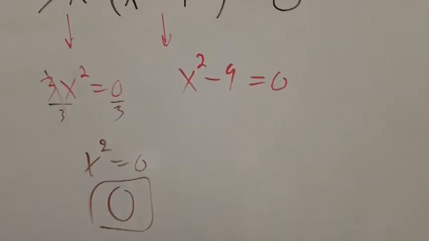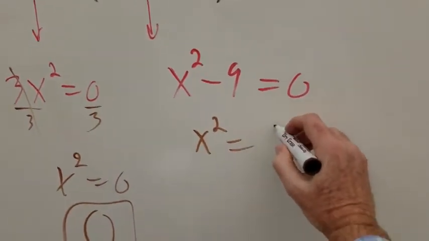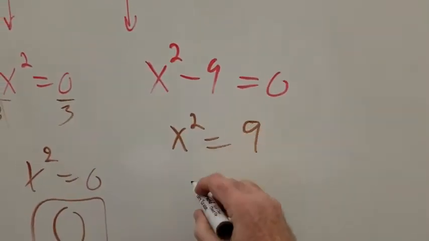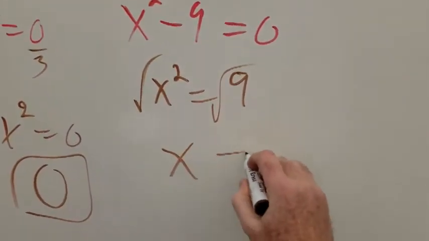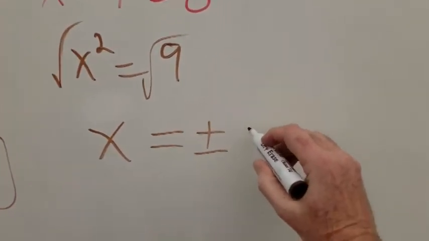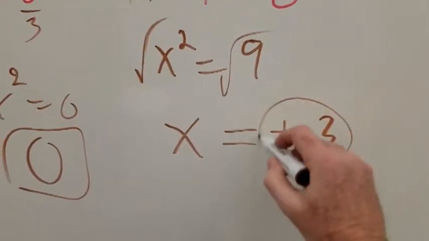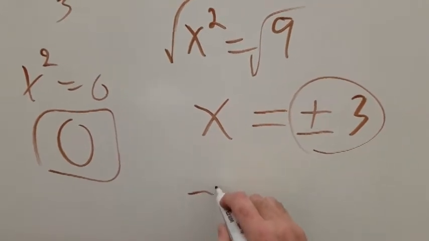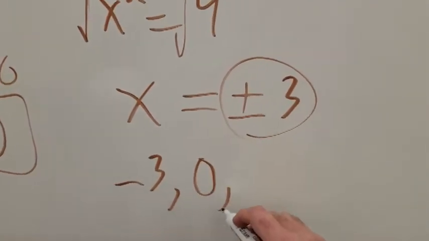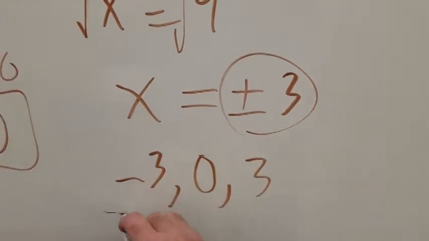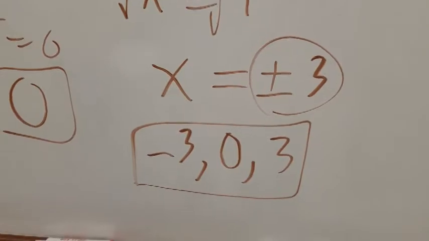And on the other side, let's move this 9 to the other side by addition. So we have, take the square root of both sides. So you get x equals plus or minus. Well, the square root of 9 is 3. So you see we've got a minus 3, comma, a 0, comma, and a positive 3. This is how you're going to key your answer into the system in Pearson.